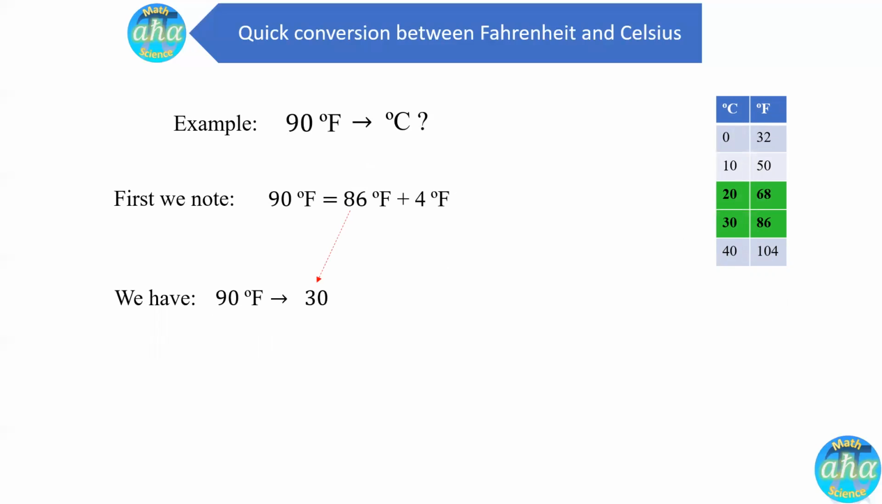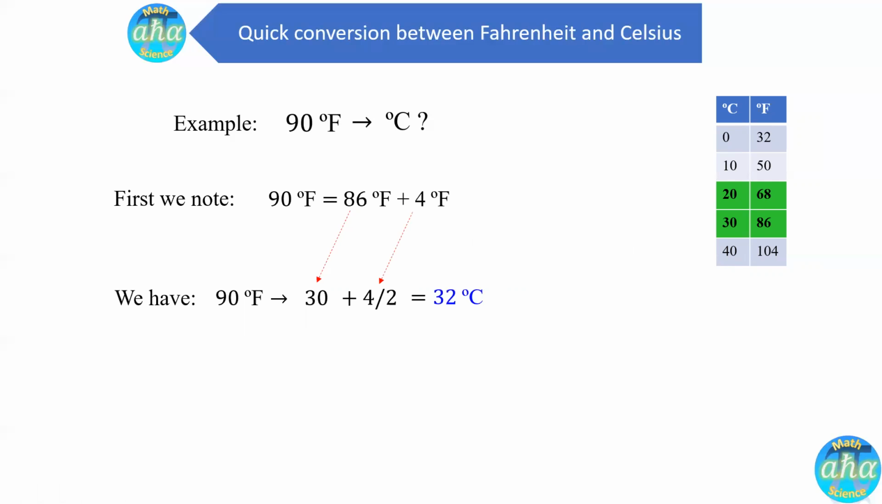So we put a 30 here. And then this 4 degrees Fahrenheit is a change. It's a 4 degree difference between 90 and 86. So convert this to degrees C. Remember, degrees C usually gives a smaller number, so you're going to divide by 2. The change in C is half of the change in Fahrenheit. So 4 over 2, that's 2. 30 plus 2, that's 32 degrees C.